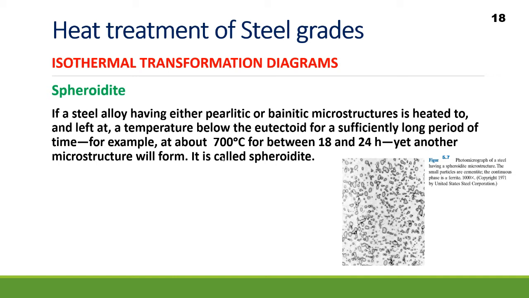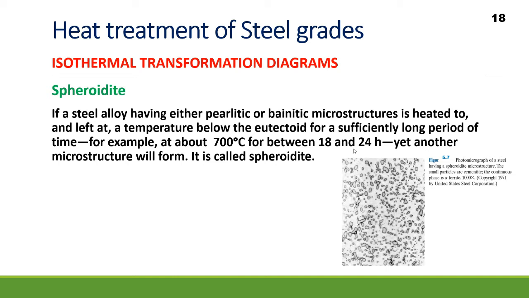Since it's below the eutectoid temperature, for example I'm taking 700 degrees Celsius and holding it for a long period of time, something around 18 to 24 hours, another kind of microstructure will form and we call it spheroidite.